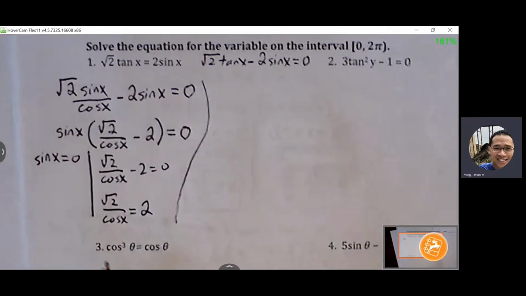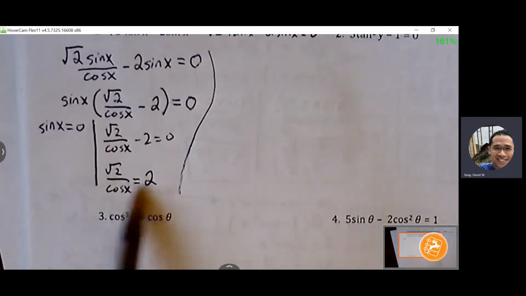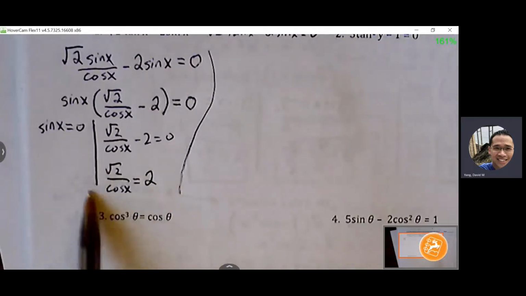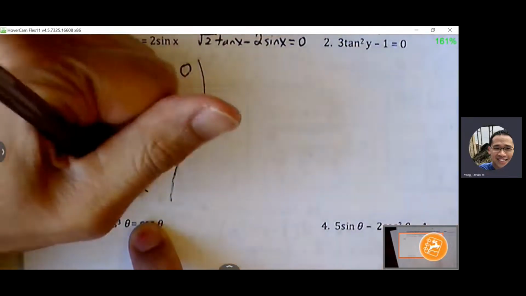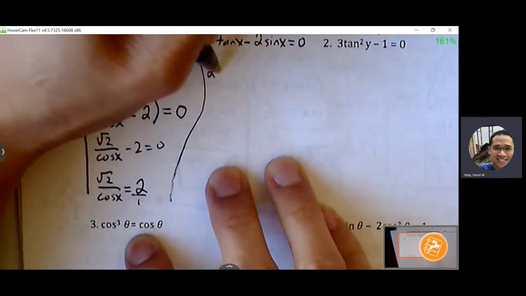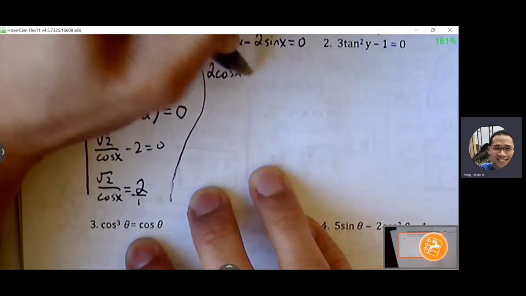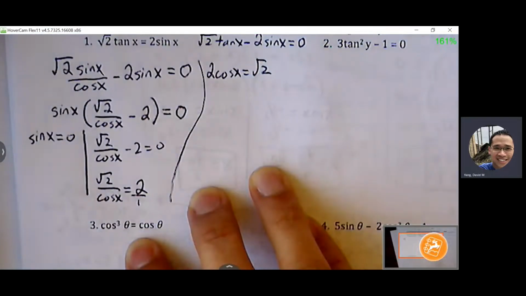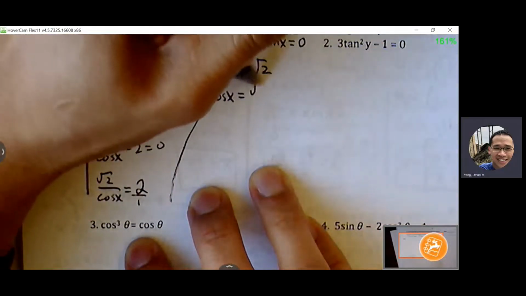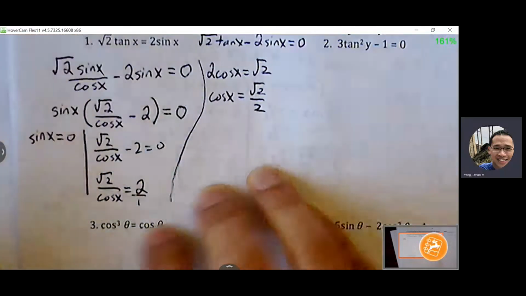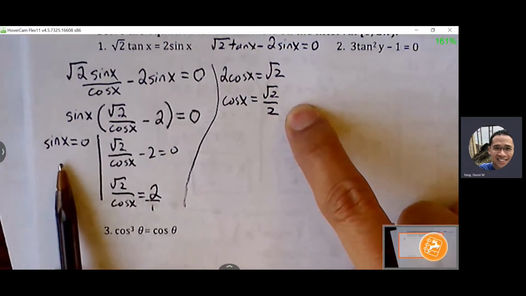Okay, just going to do a little bit of cleanup here. Well, I can try to get cosine by itself, right? If I cross multiply, hopefully I can get to something that looks more familiar. So if I cross multiply here, I get 2 cosine x equals root 2. Okay, so this looks more familiar now, right?